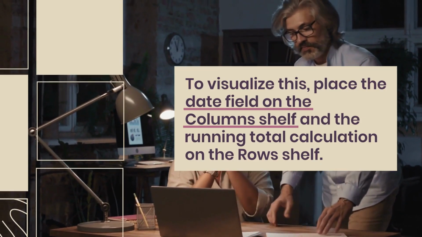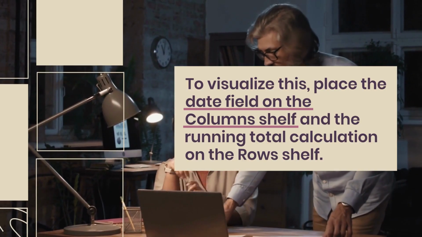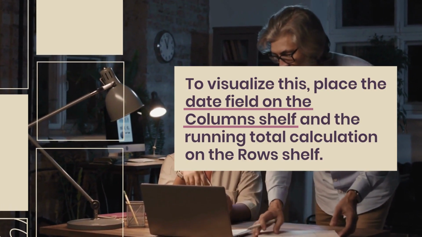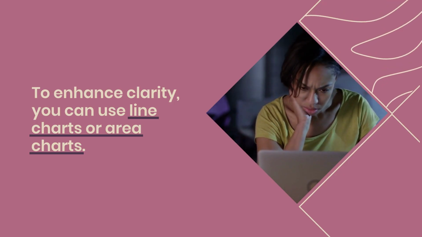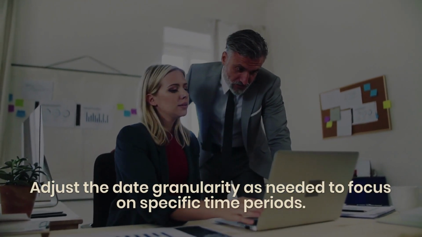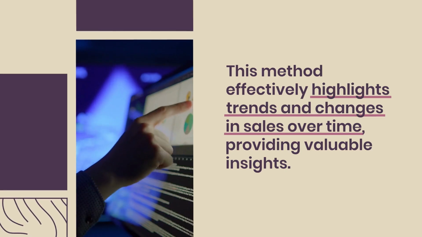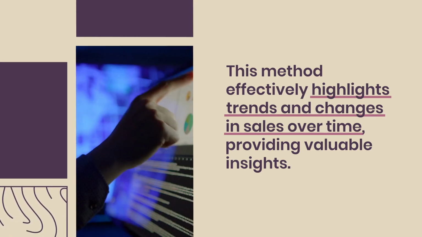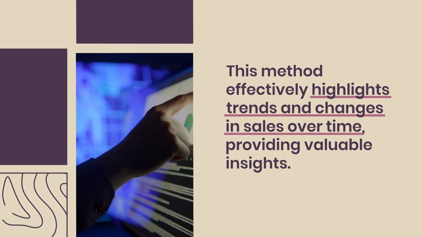To visualize this, place the date field on the columns shelf and the running total calculation on the rows shelf. To enhance clarity, you can use line charts or area charts. Adjust the date granularity as needed to focus on specific time periods. This method effectively highlights trends and changes in sales over time, providing valuable insights.